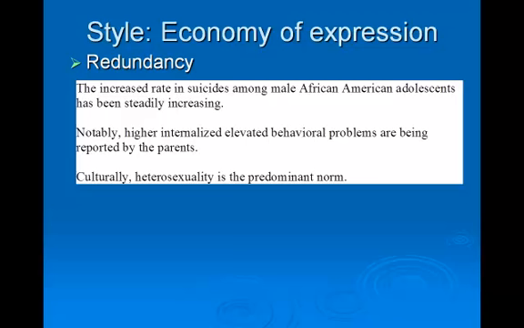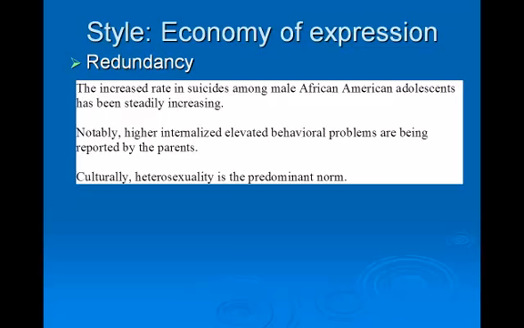Right? And then the last one is a little more subtle. Right? Culturally, heterosexuality is the predominant norm. To a lot of people, that sounds fine. It's a very short sentence, and it is a short sentence and not overly wordy, but it does indicate kind of this ideological redundancy, because by definition, a norm is predominant.